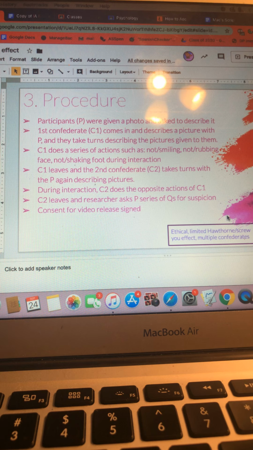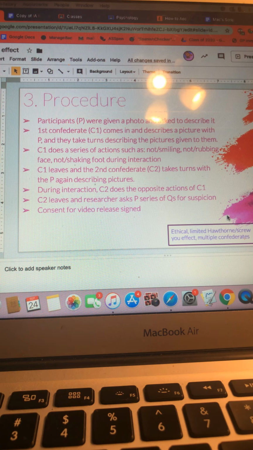After this, C2 leaves, and the researcher then asks the participant a series of questions. Now, this series of questions is in order to determine whether they were suspicious that the other participants were, quote, confederates, or they noticed that the confederates displayed a certain type of action or mannerism during the session. And this was mainly in order to delete or exclude results that could affect the data.